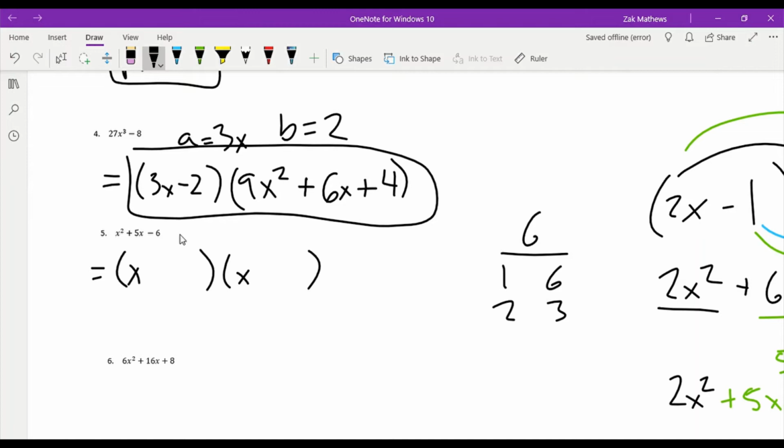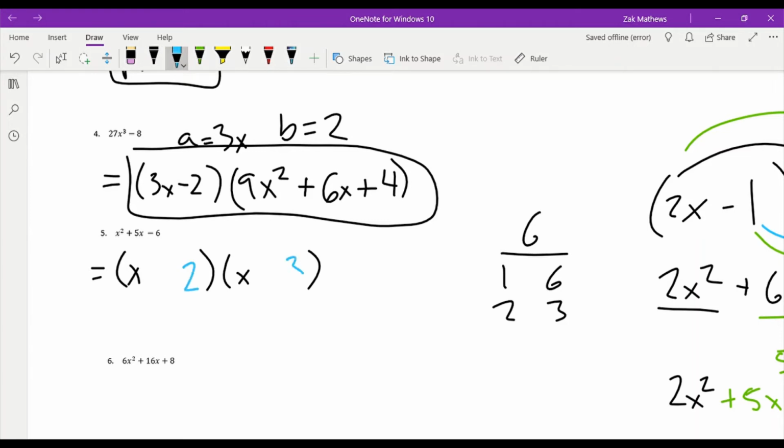Now, I've also ignored the sign completely. It's a negative 6, so it could be a positive 1, negative 6, negative 1, positive 6, positive 2, negative 3, or negative 2 and positive 3. So a lot of different possibilities there. But I'm going to ignore the sign for a second. I'm just going to worry about these pairs of numbers. And I'm just going to start by penciling a pairing in. So just to show you something that wouldn't work, I'm going to start by penciling in the 2 and the 3.